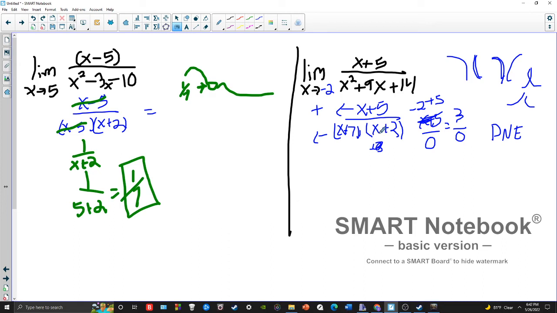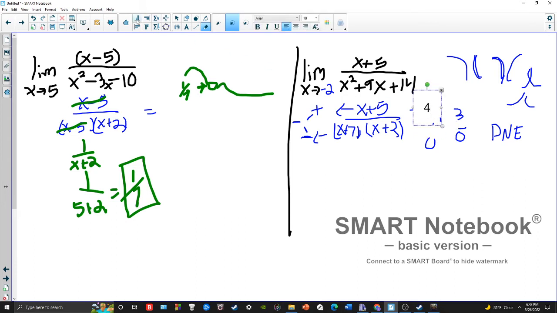If I plug a negative 3 on bottom, this would be a 4, this would be a negative 1. Positive 4 times negative 1 is going to be a negative, so I'm going to have a negative number on bottom. And so together, a positive number on top and a negative number on bottom is going to get me a negative number overall. So if I go less than negative 2, I end up getting a negative number total. I don't really know what it is, I just know it's going to be negative.